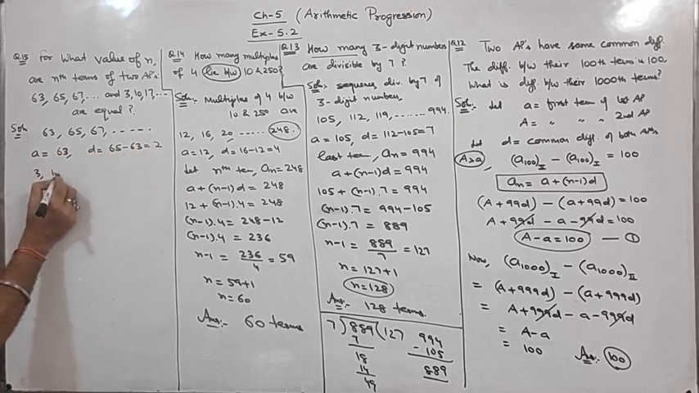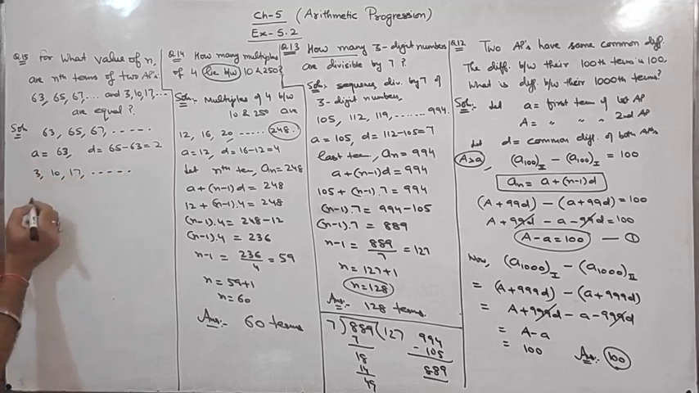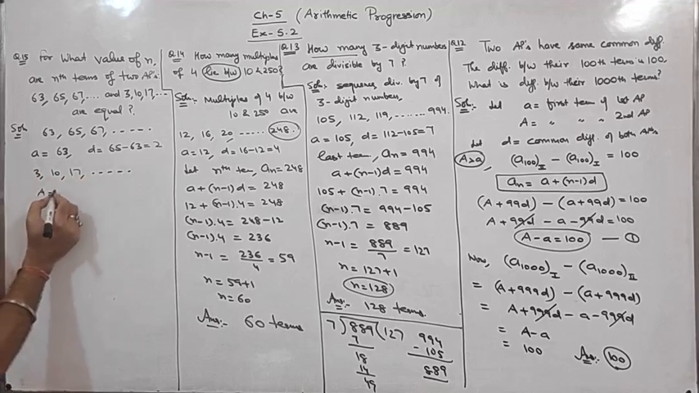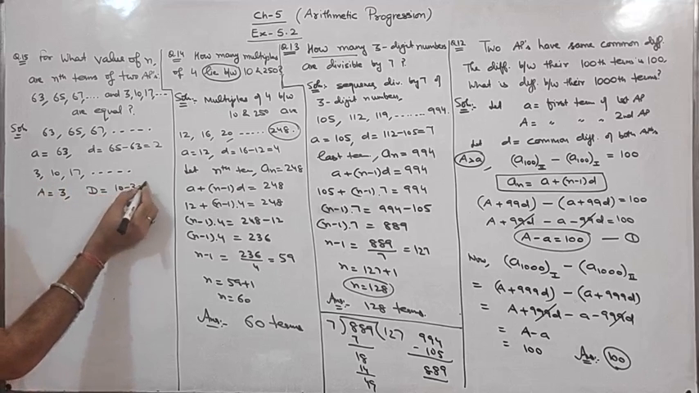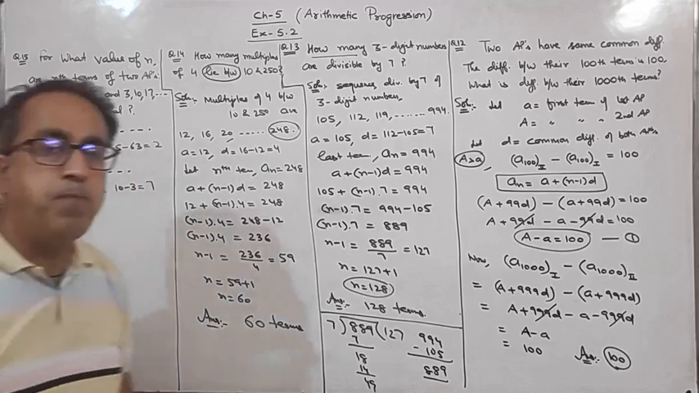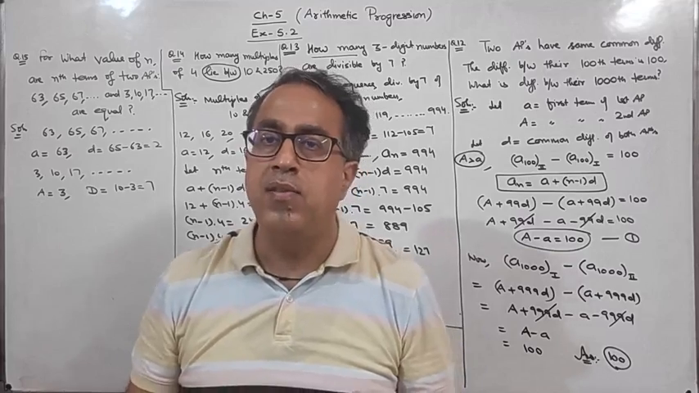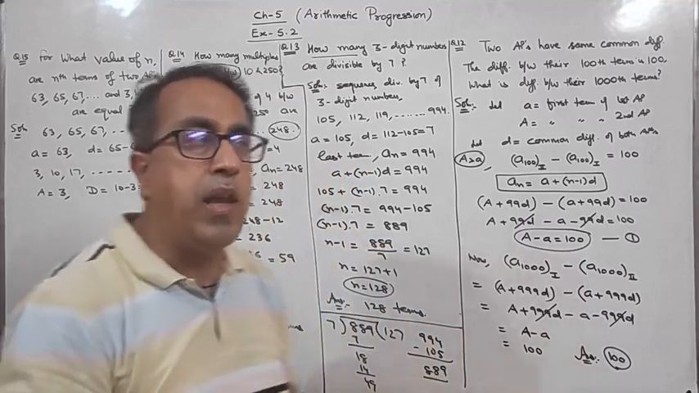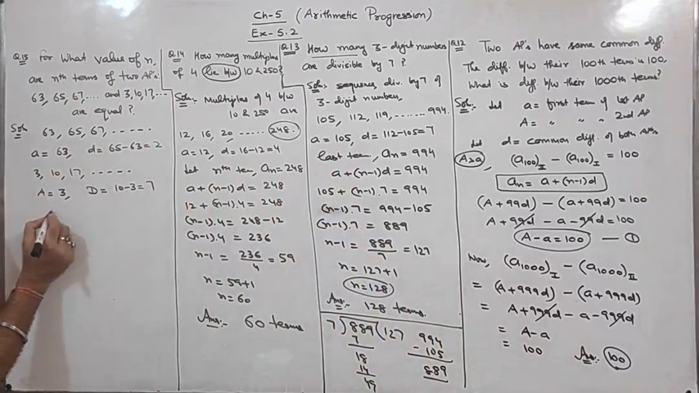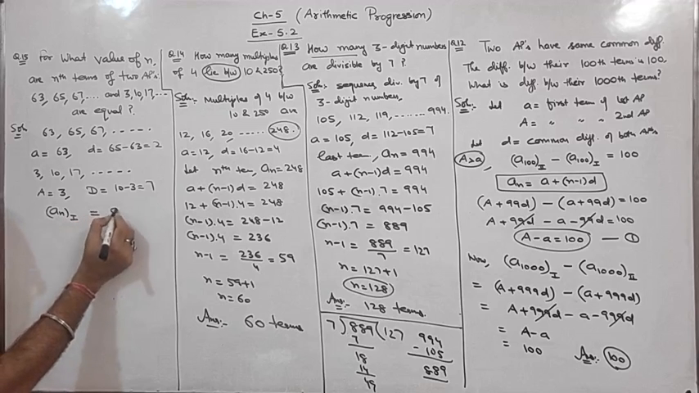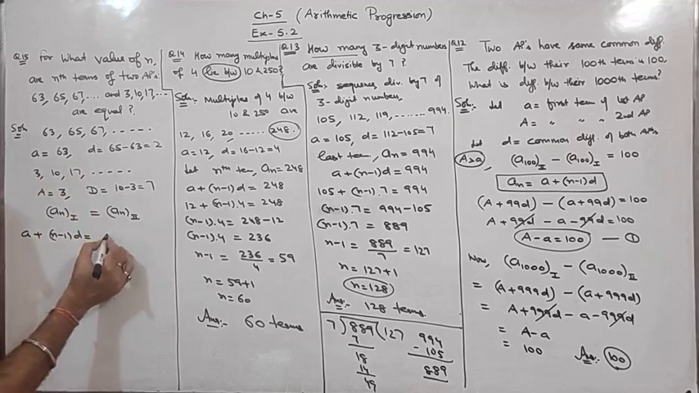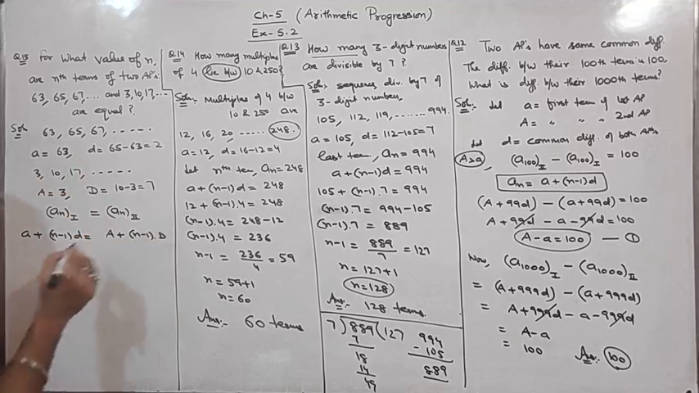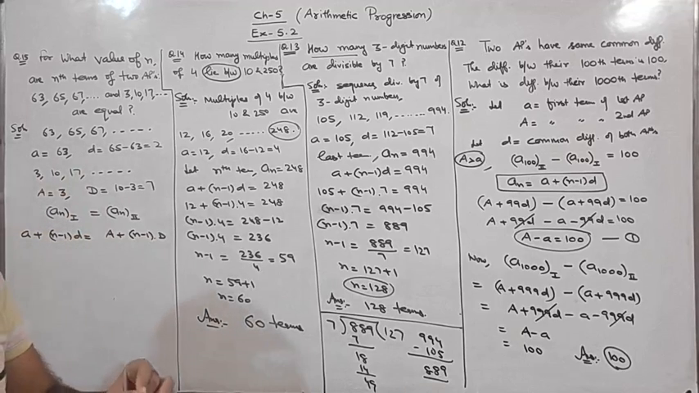For second AP, 3, 10, 17 and so on. First term is 3, that is denoted by capital A, it is 3, and common difference denoted by capital D, 10 minus 3, it is 7. Now question is, in these two APs, nth terms are equal and we have to find n. Nth term of first AP is equal to nth term of second AP. Formula for nth term will be A plus n minus 1 into d for first AP, and for second AP, A plus n minus 1 into d. N is same in both these equations.